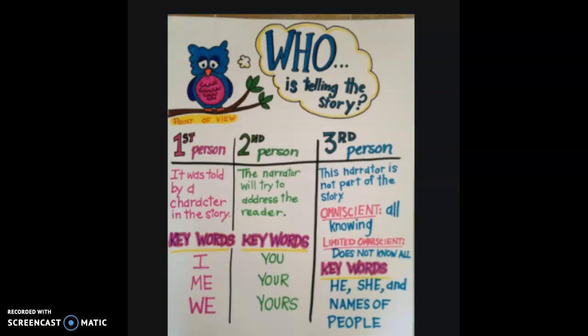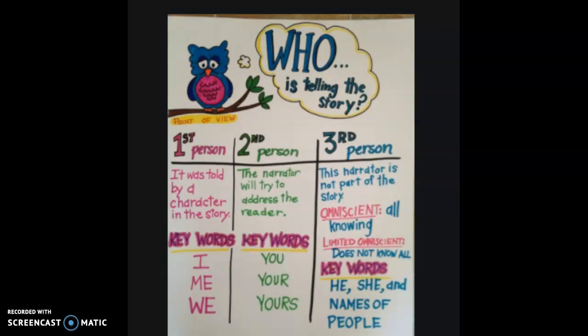Okay, and so point of view again basically is asking who is telling the story. We've talked about first, second, and third person. If it's first person, it was told by a character in the story, and some of the key words that you might see are I, me, we, us, right? Remember that first person point of view, that character only wants to talk about themselves. They could care less about what else is going on with the other characters, right? It's just me, okay?